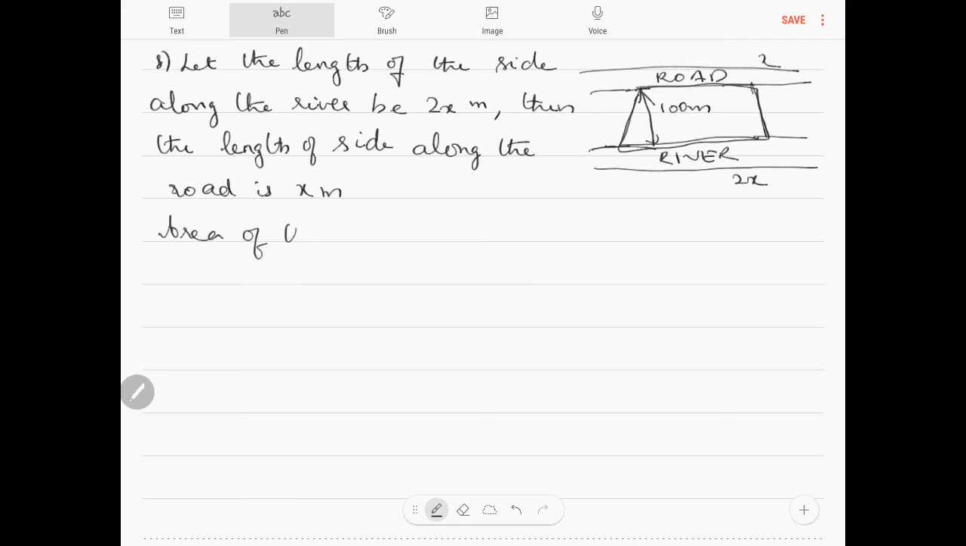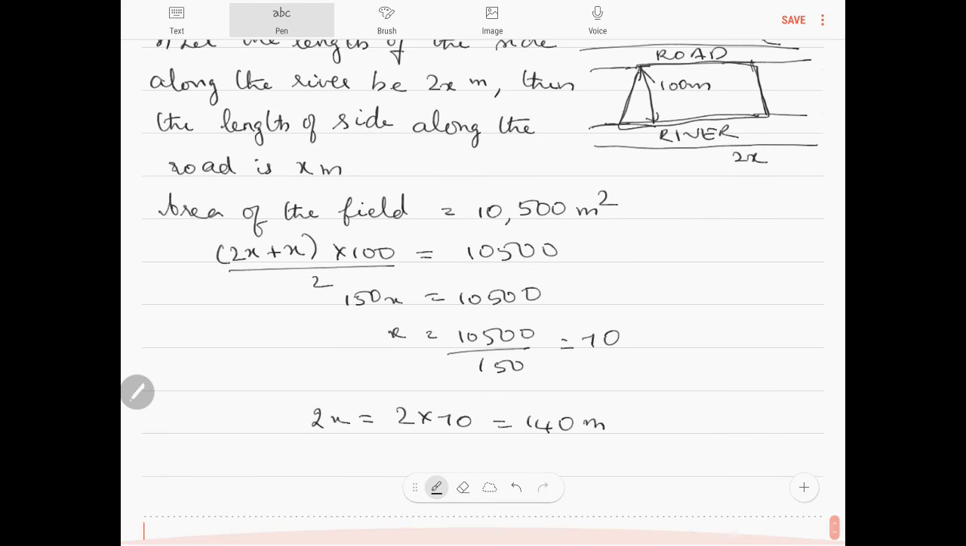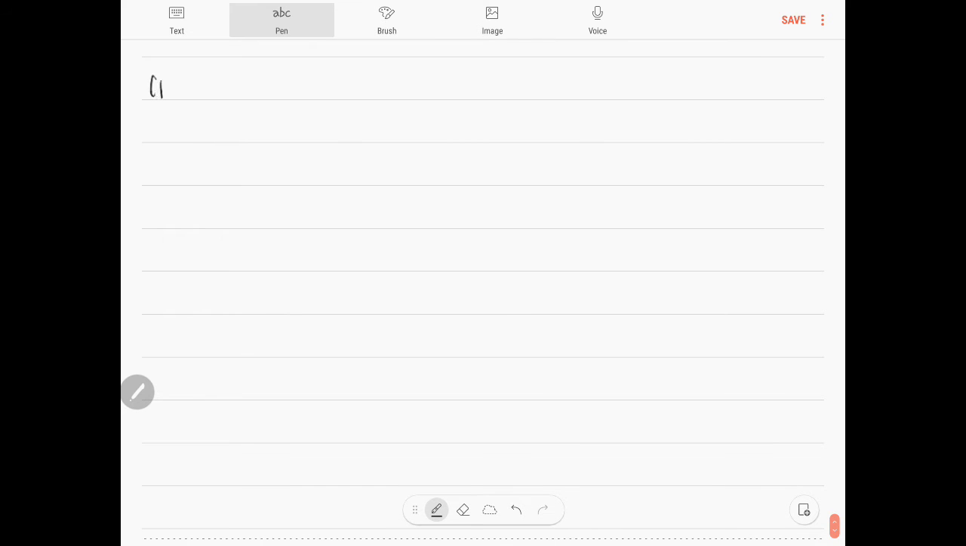So the area of the field is 10,500 meters square. 2x plus x, substituting into 100 by 2, is 10,500, or 150x is equal to 10,500. X is 10,500 by 150, which is equal to 70. So 2x will be equal to 2 into 70, which is equal to 140 meters. Hence, the length of the side along the river is 140 meters.